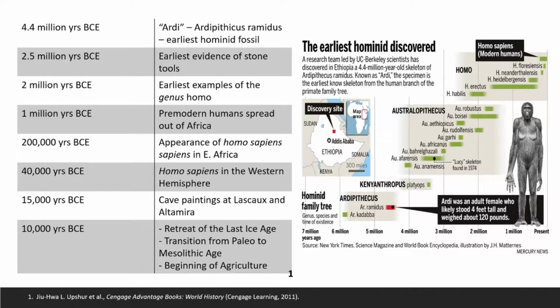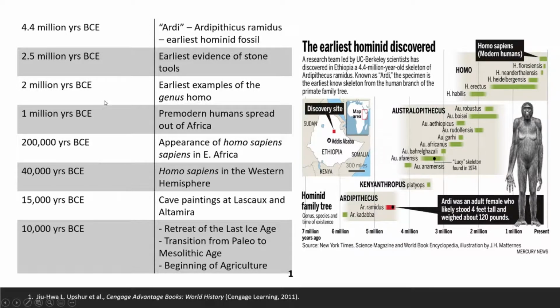Now, she is a pre-human hominid. She is not a modern human. She is 4'11", around 4 feet, likely weighed about 120 pounds. And she walked upright. And she used tools. That's pretty cool. 2.5 million years ago, earliest evidence of stone tools, which is pretty cool. And of course, the earliest genus Homo, around 2 million years ago.